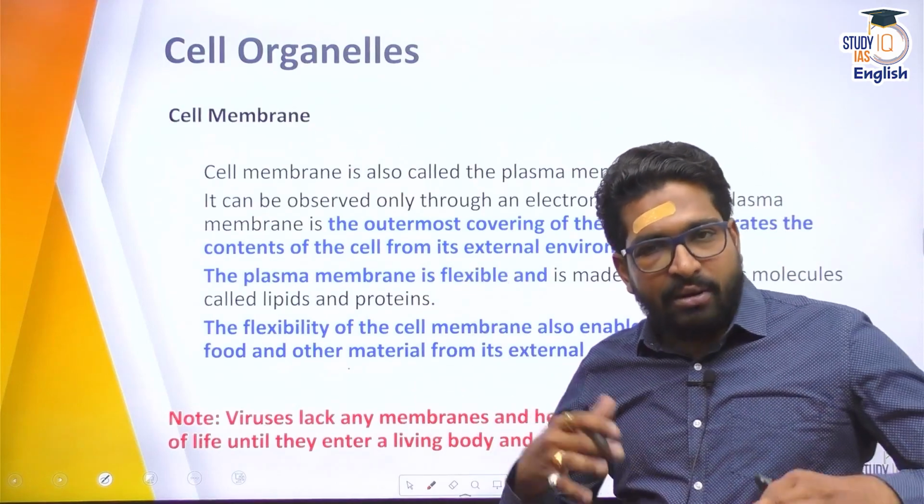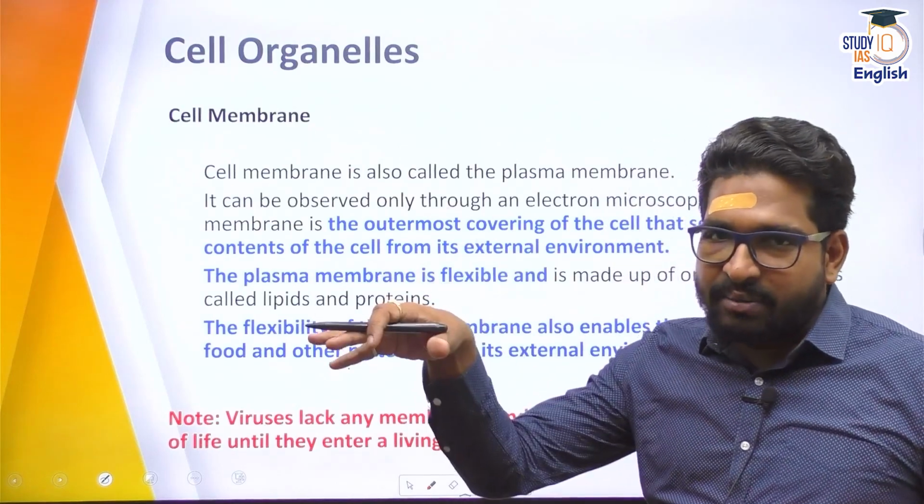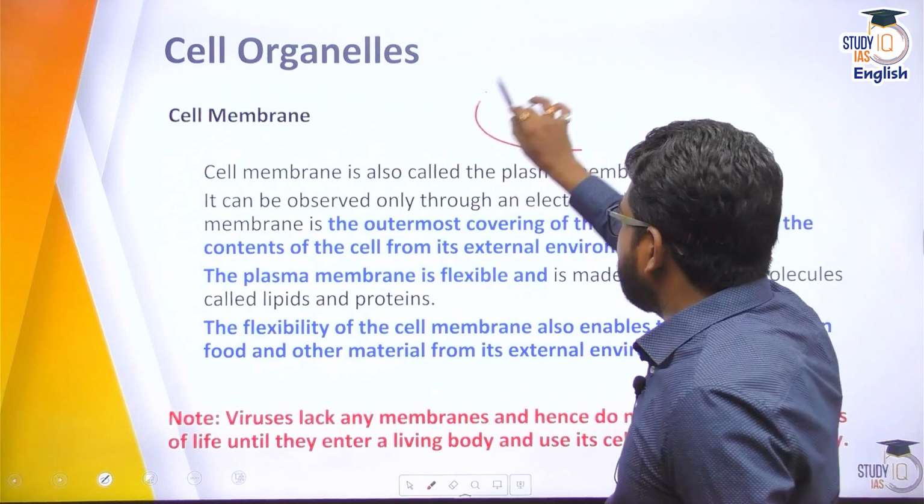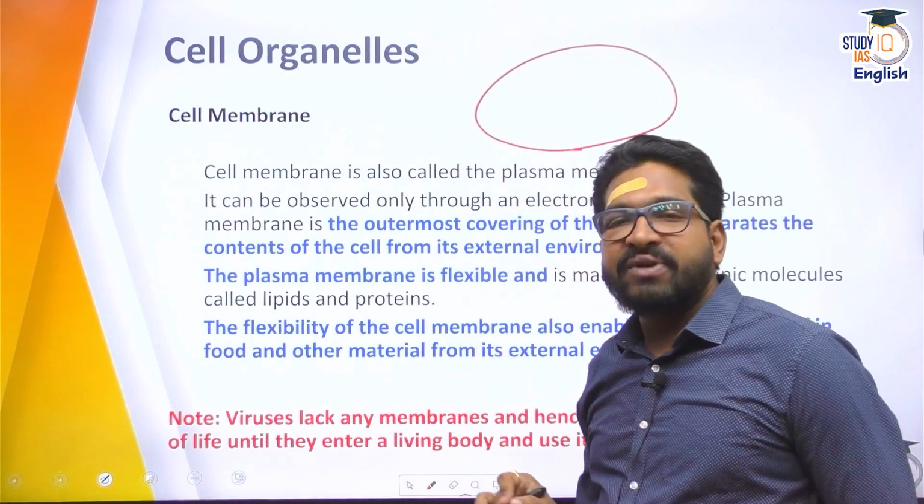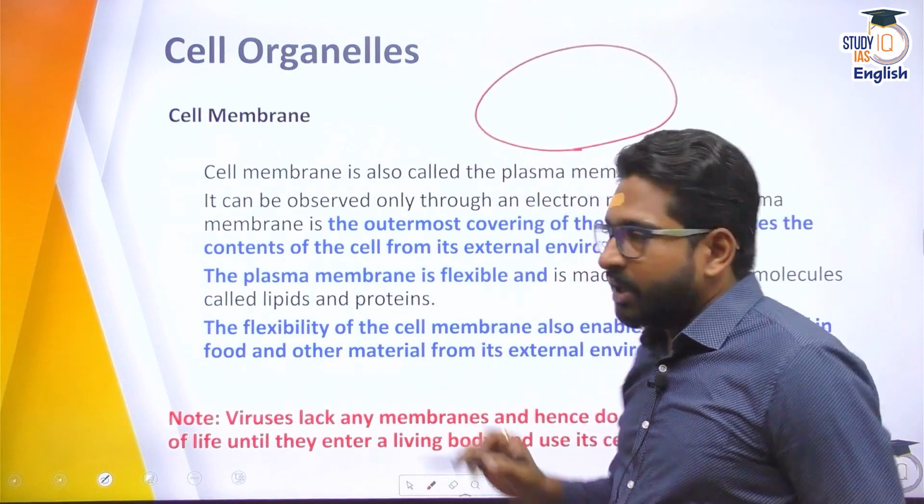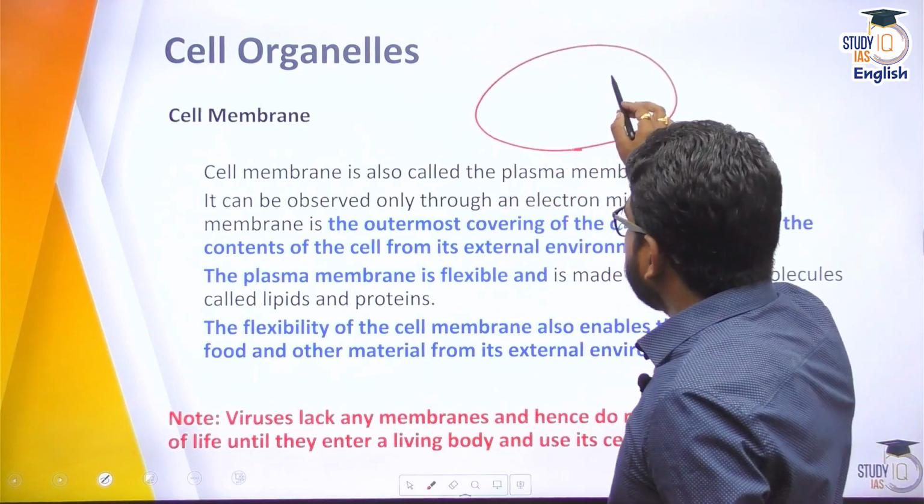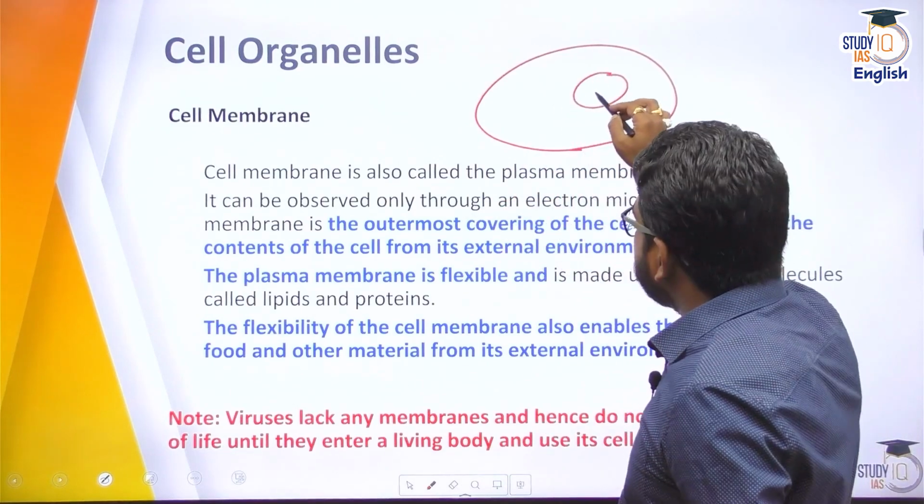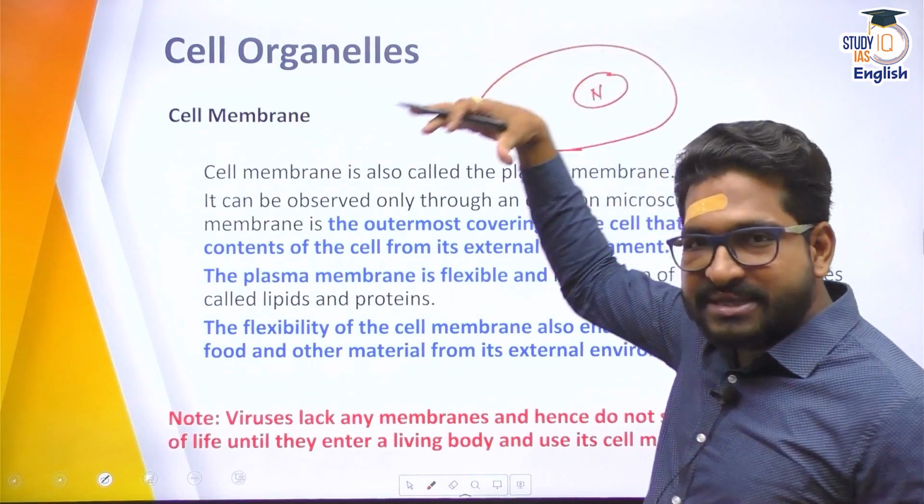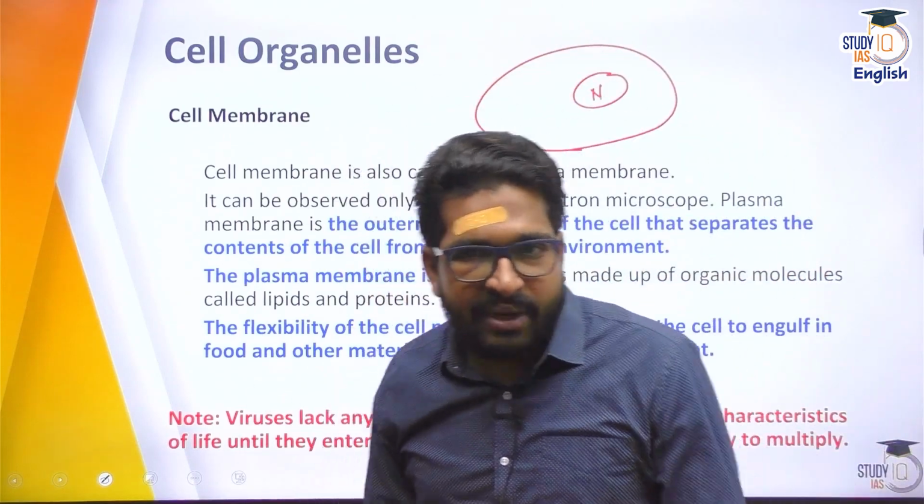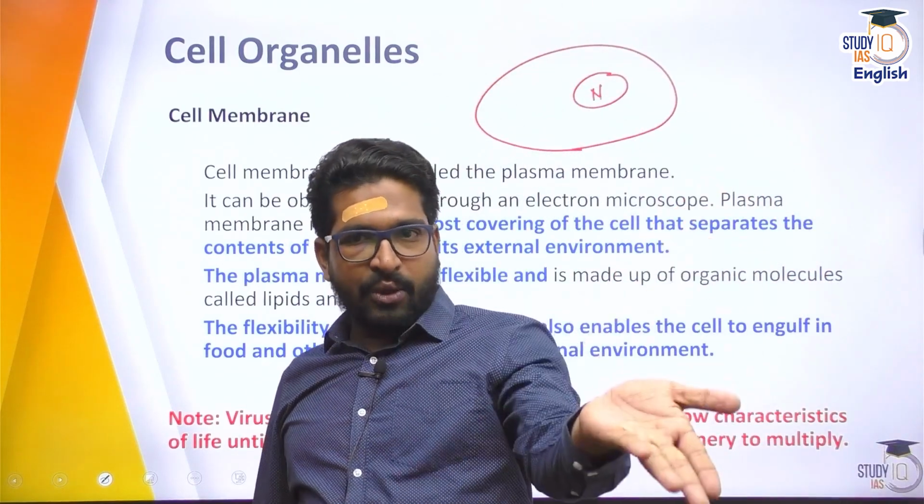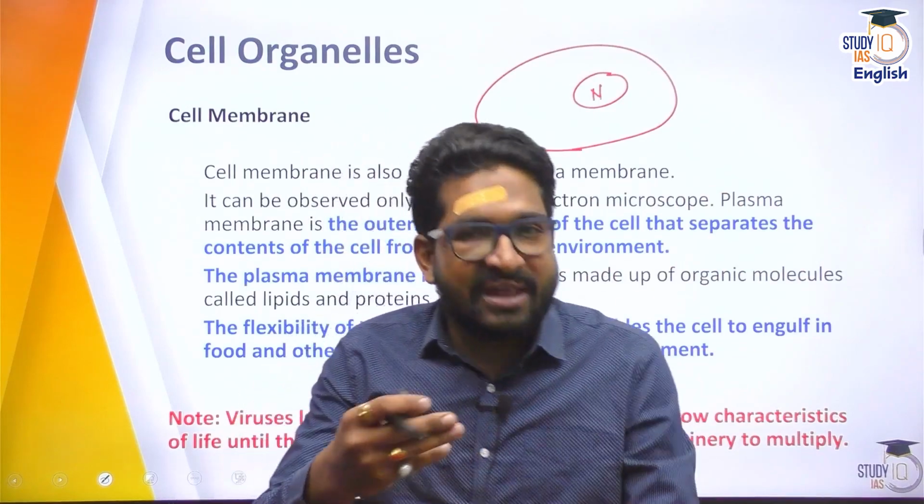Be it plant cell or animal cell, or even for that matter prokaryotic cells, they all have a cell membrane or a plasma membrane, which is the outer covering or the outer coating of the cell. Within this cell membrane or plasma membrane, different parts are there. For example, let's say this is nucleus. It is housed inside the cell membrane. This cell membrane is similar to the door of your house, right? I am just giving an analogy.